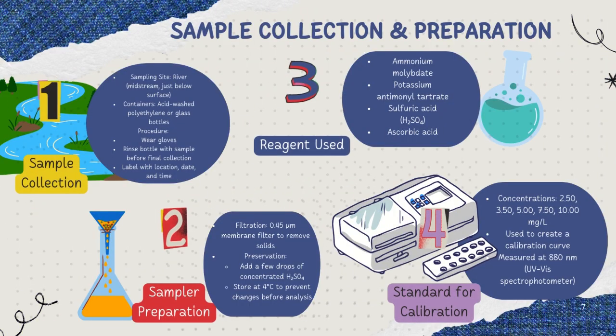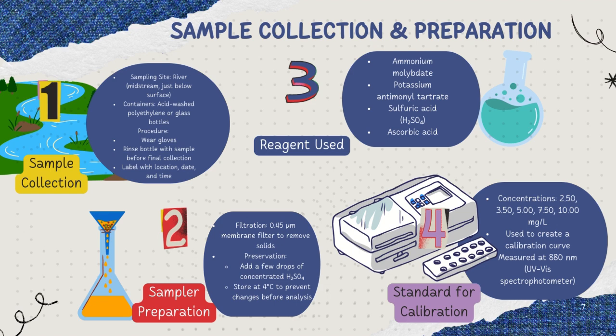Akida and I will be explaining how the river water samples were collected, prepared, and what reagents were used to detect phosphorus using UV spectrophotometry. First, water samples were collected from the mainstream of the river just below the surface using acid-washed polyethylene or glass bottles to prevent contamination. Before filling, each bottle was rinsed with river water to remove any residue. During sampling, we wore gloves and each bottle was labeled with the location, date, and time.